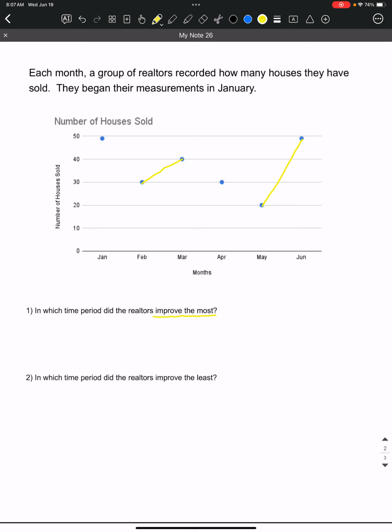So comparing those two lines, ask yourself, which one is steeper? Well, and the answer here is May to June. So notice that from May to June, it jumped from 20 to almost 50. Whereas with February and March, it jumped from just 30 to 40. Okay, so the answer here is May to June.